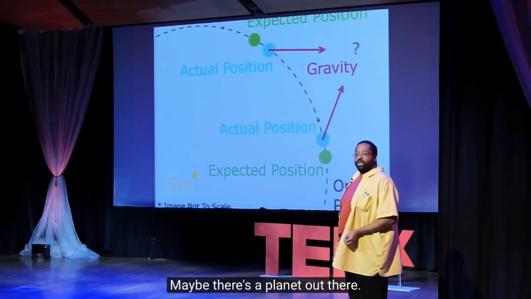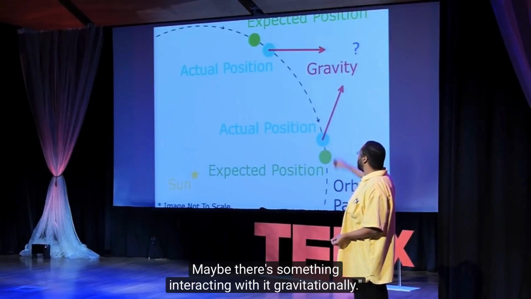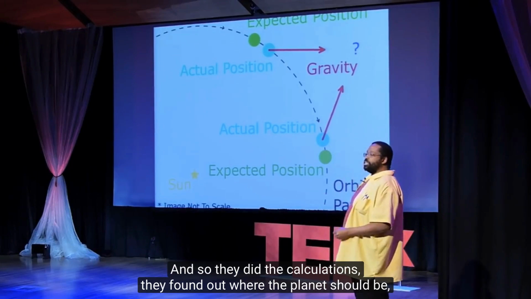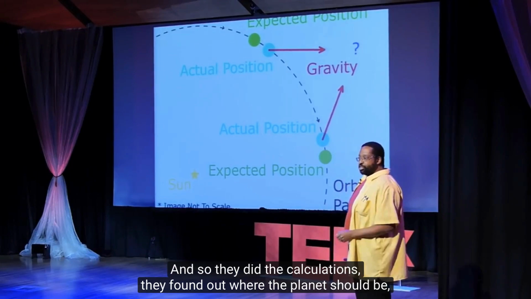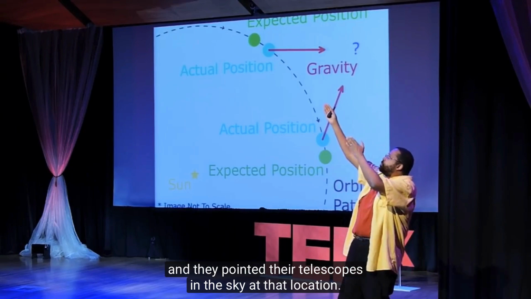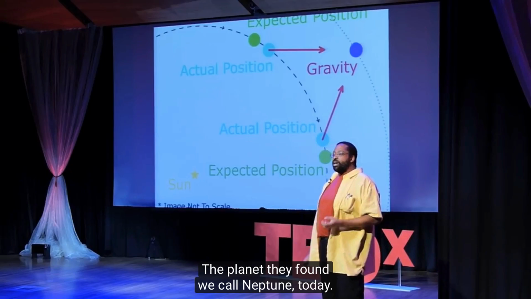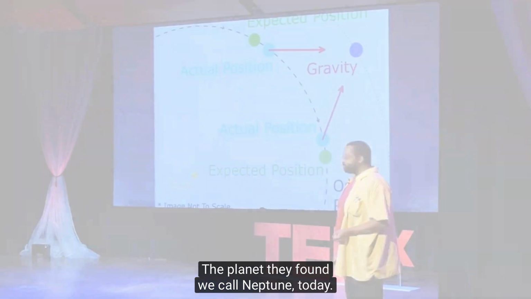Maybe there's a planet out there. Maybe there's something interacting with it gravitationally. And so they did the calculations, they found out where the planet should be, and they pointed their telescopes in the sky at that location. The planet they found we call Neptune today.